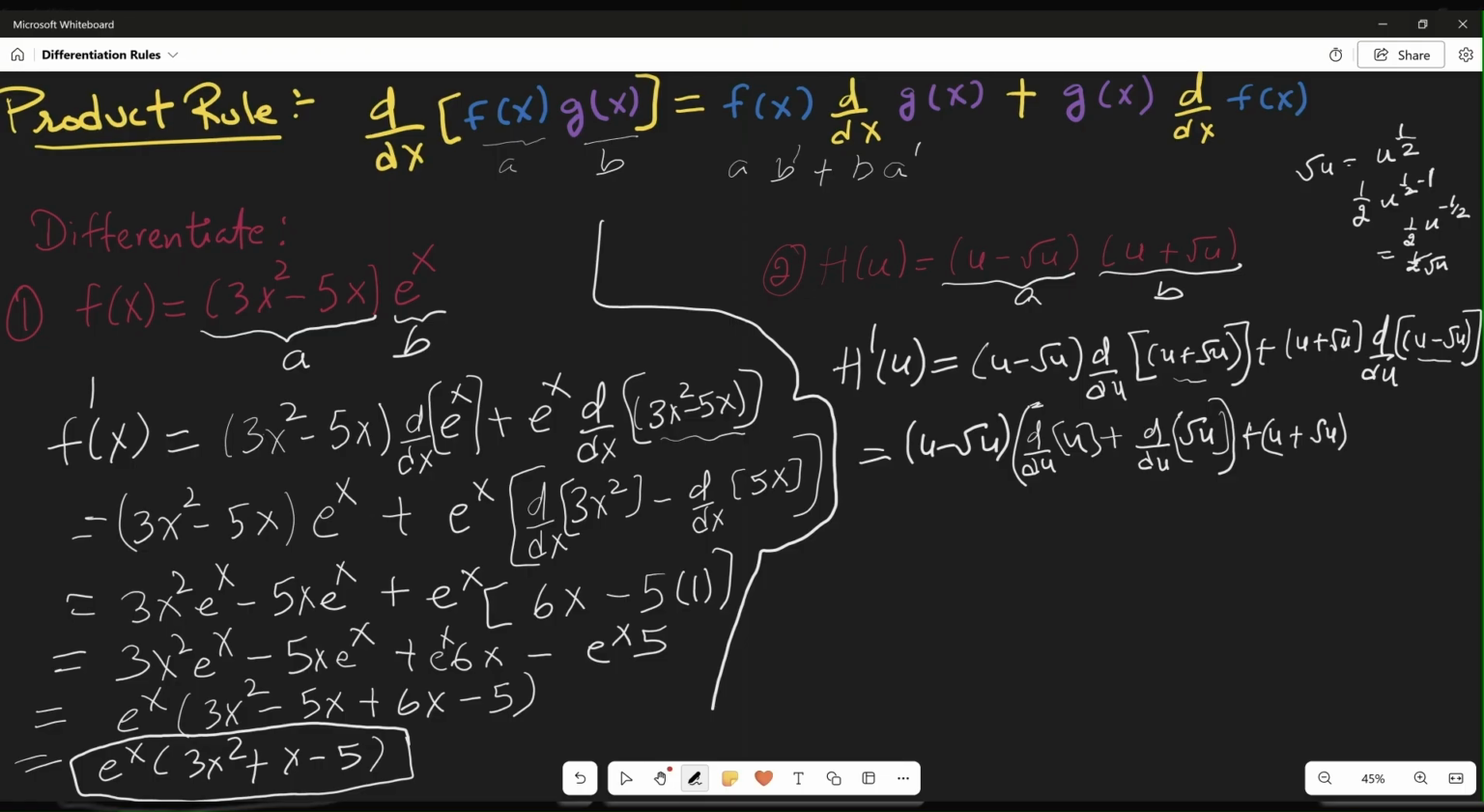Same, right? This is difference law. Derivative of a minus b is what? Function x minus function. So again, derivative of u minus derivative of square root of u.